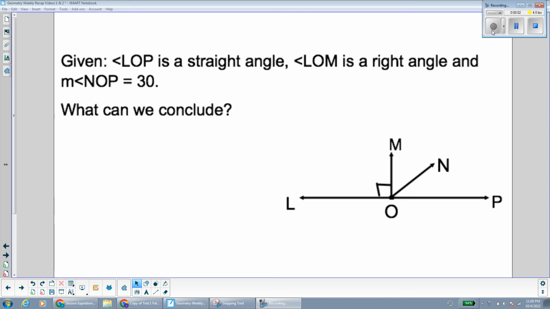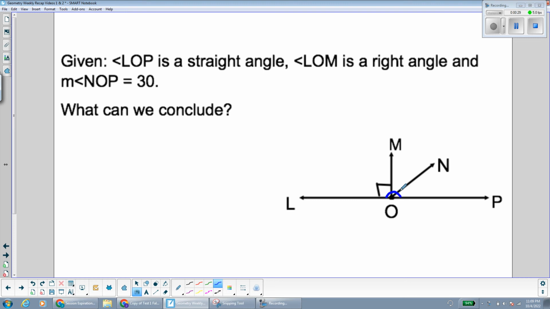Hi everybody, in this video we're going to go over the topics from last week. We're going to review marking diagrams and drawing valid conclusions, and then we're going to talk about some important angle relationships in geometry. So in this example here, we're told that angle LOP is a straight angle, so I'm just going to mark that in my diagram.